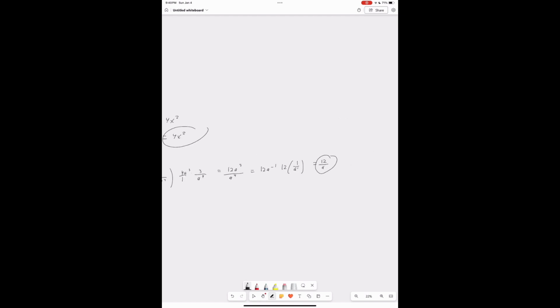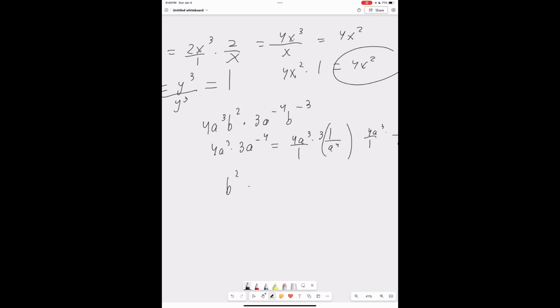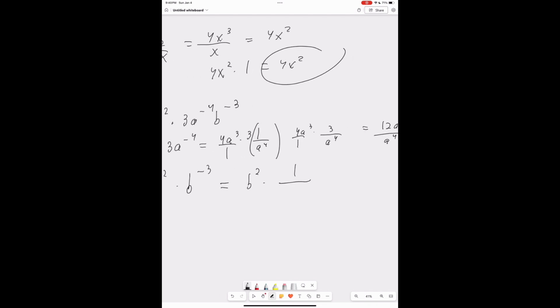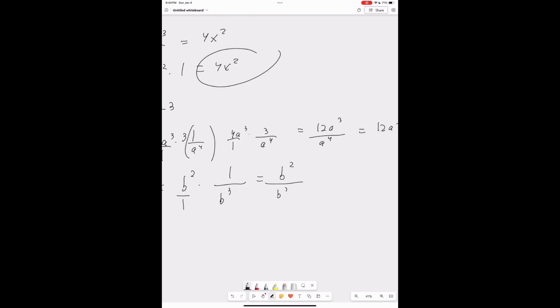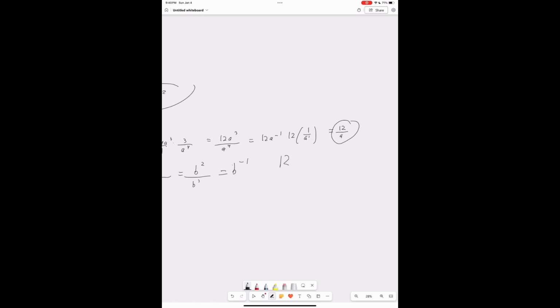Okay, and now the b part. We're going to do b squared times b to the negative 3, and we're going to write this as b squared times 1 over b cubed, and we're going to get b squared divided by b to the third, and we're going to get b to the negative 1. Now if we combine the two, we do 12 over a times 1 over b, we get 12 divided by ab, and that's our final answer.